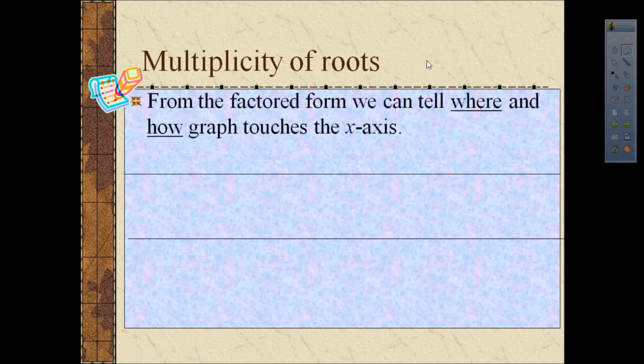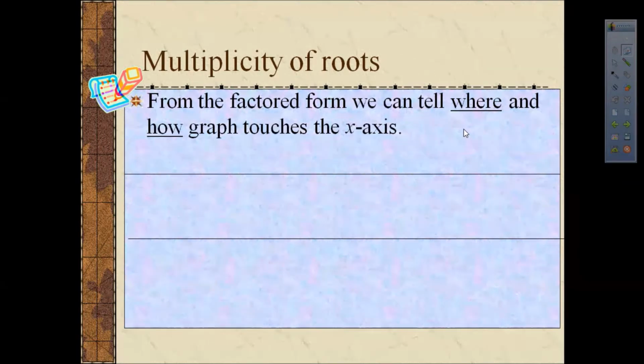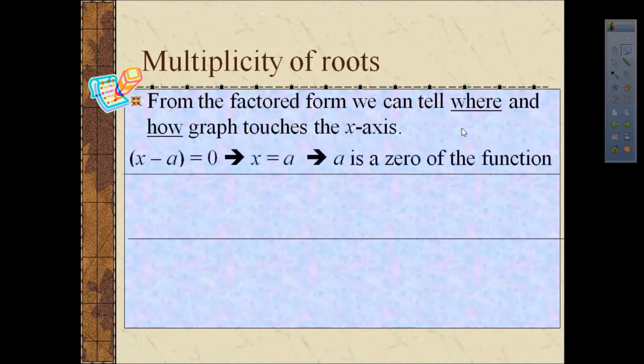So it turns out that from a factored form of a polynomial, we can tell not just where the graph crosses the x-axis, but also how the graph crosses the x-axis. So as a reminder, when we have a factor of x minus a in our polynomial, the value that makes that factor equal 0, which would be x equals a, is a 0 of the function. It is also an x-intercept of the function.